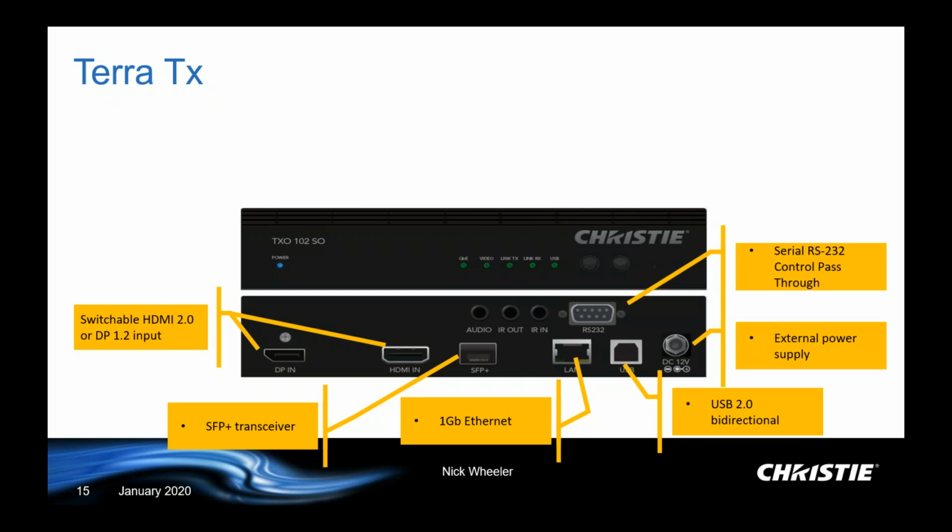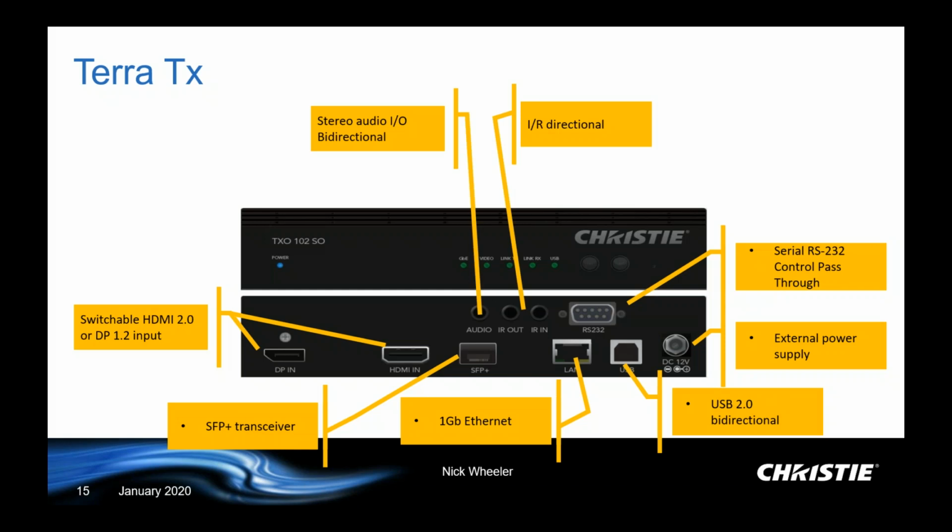External power supply, RS-232, that can be routed separately as well for control. Infrared in and out as well. Analog stereo audio, which can be bi-directional. So that's on the back of the unit, and on the front of the unit, there are signal and system indicator lights that tell you if it's live on the network, if the USB is connected, if it sees a video signal, or if the Ethernet connectors are being used, and so on.